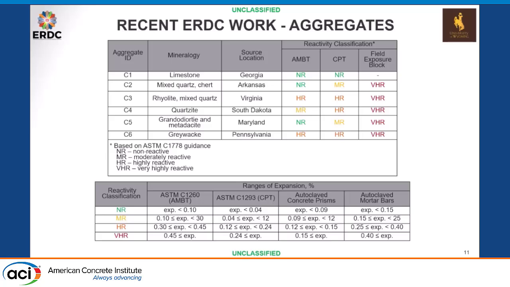I tried to pick out two aggregates that passed the 1260 but showed reactivity in the field. We know these are reactive and they do show up in the CPT. Just curious to see how they would perform in the autoclave. At the bottom, those reactivity classifications come from C1778.